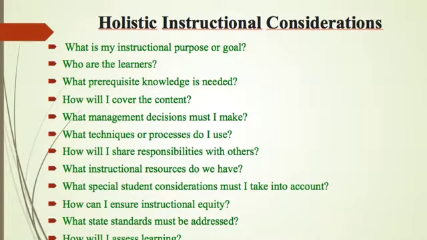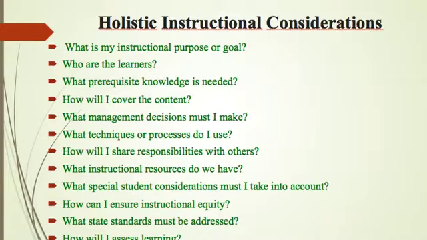What instructional resources do we have? Do we have a classroom? Do we have multimedia? Do we have facilities to explore and use external resources? Do we have a library? Do we have access to museums? What special student considerations must I take into account? Do we have students who have special needs? A teacher needs to consider this aspect as well.